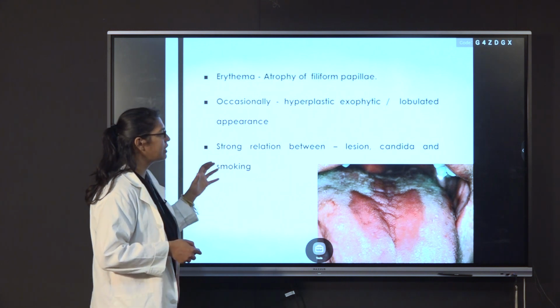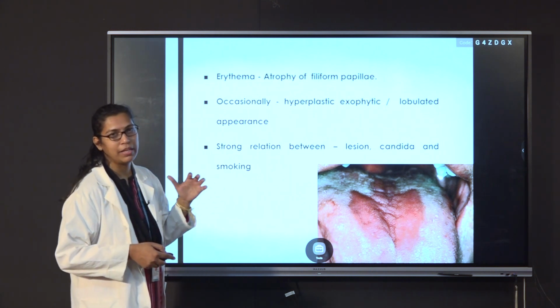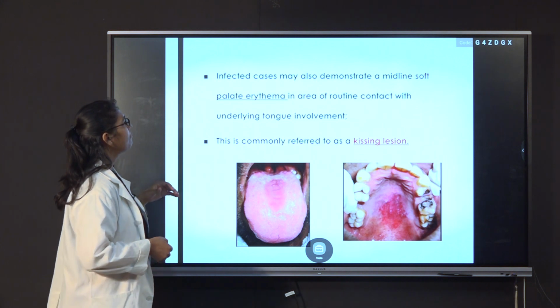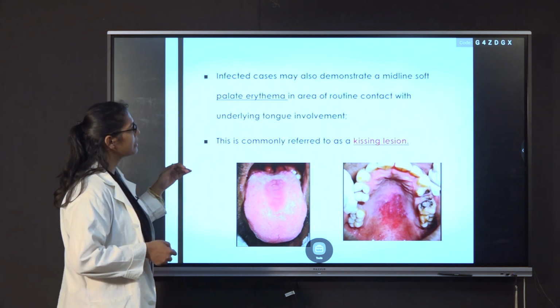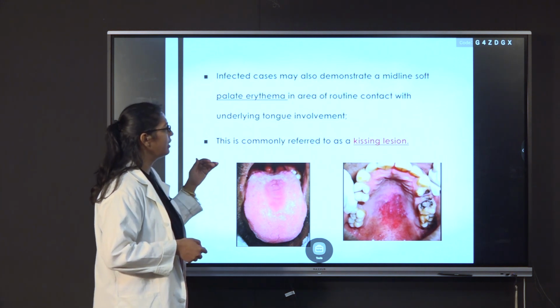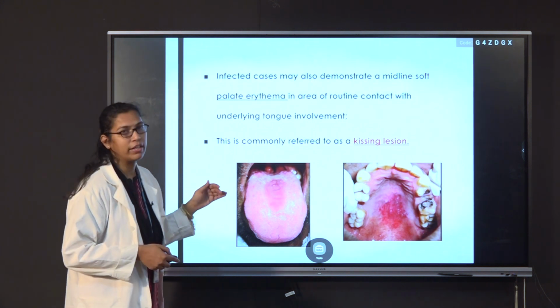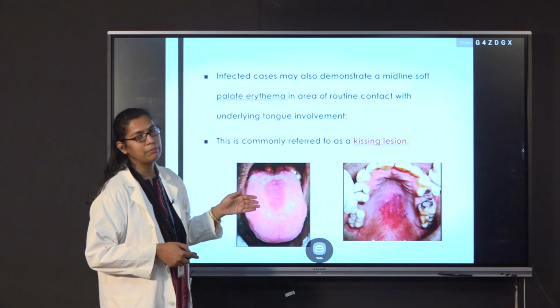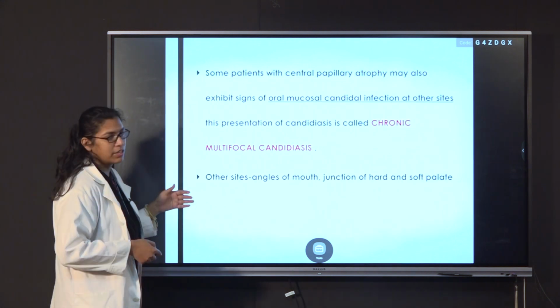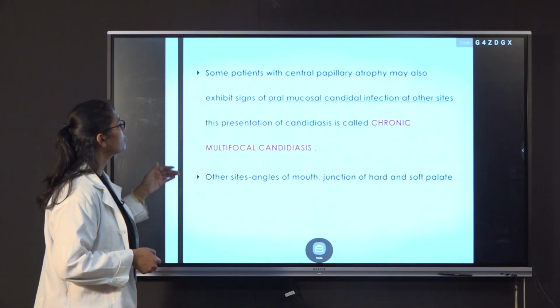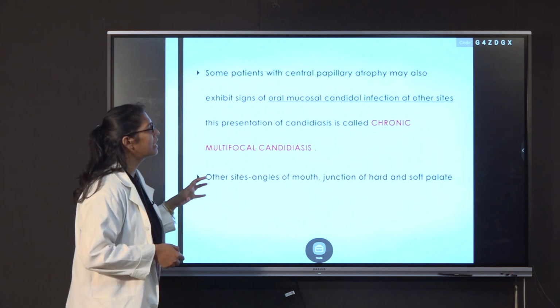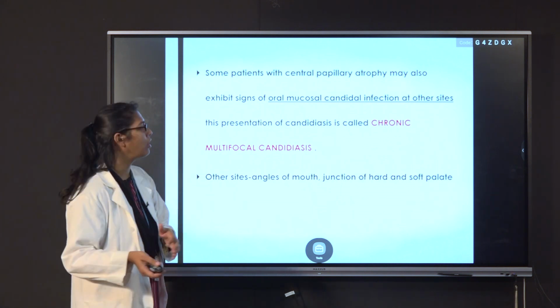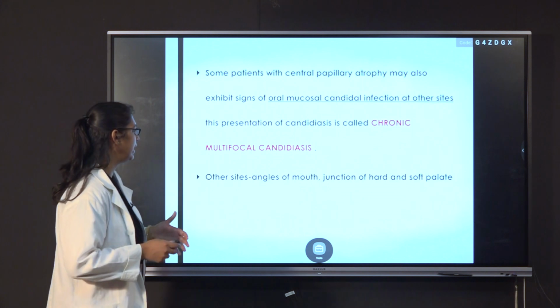There is a strong relation between the lesion, candida and smoking. Infected cases may demonstrate midline soft palate edema in the area of routine contact with the underlying tongue involvement. This is commonly called a kissing lesion. Some patients with central papillary atrophy may also exhibit signs of oral mucosal candidal infection on the other side. This is called chronic multifocal candidiasis.